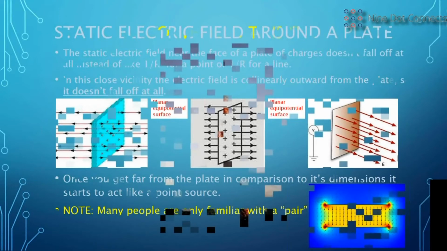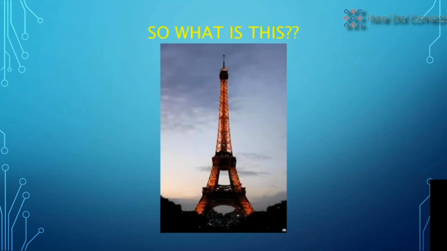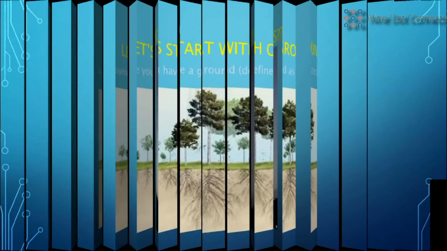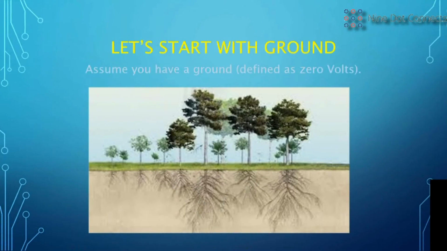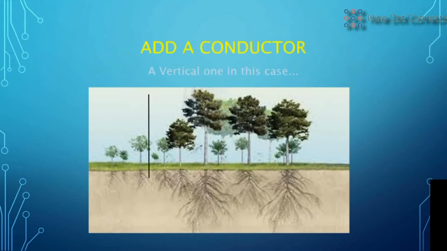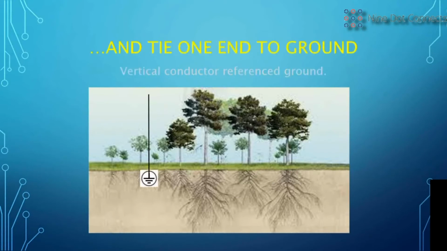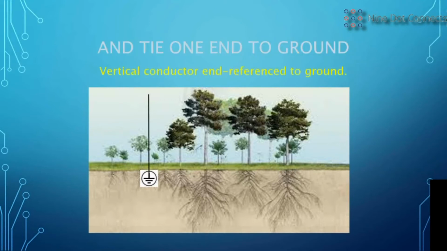So what is this? Many of you, I'm sure, know what it is. Well, let's talk about it. Let's start off with a ground, which we have defined as 0 volts. Then to that, let's add a conductor, a vertical one in this case, and tie one end of it to the ground. What we end up with is a vertical conductor end reference to ground.